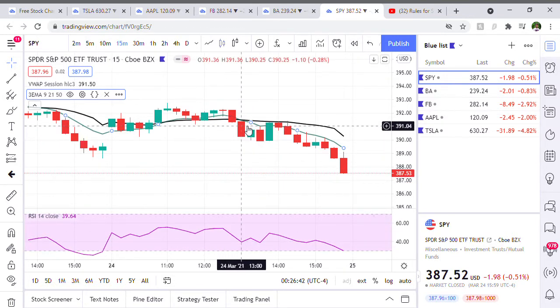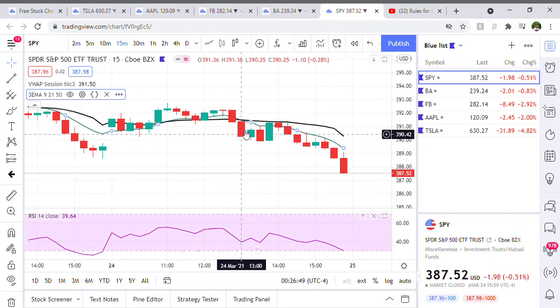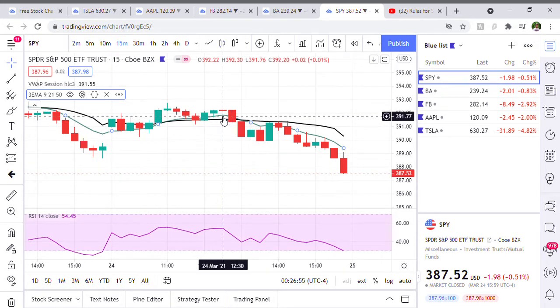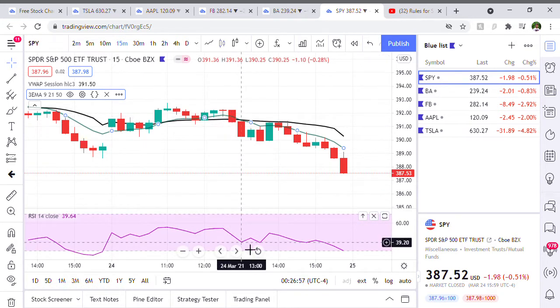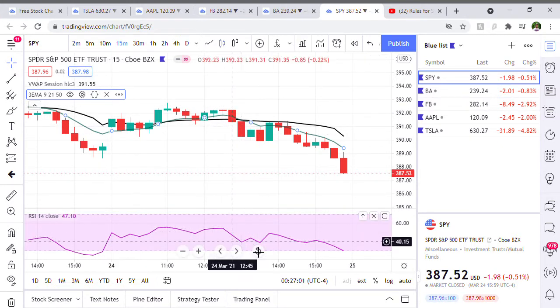One more thing before we proceed. You need to also check the RSI. You should have a falling RSI. You can see this candle, the RSI is here, the previous candle it was here, and the one before it was here. So the RSI is continuously going downward in the 15-minute chart. This is very important. Don't skip RSI ever.